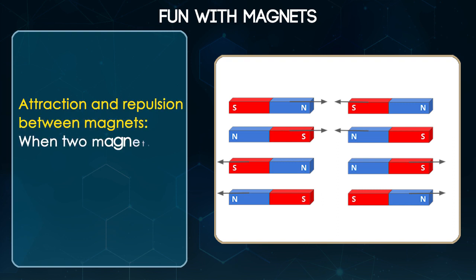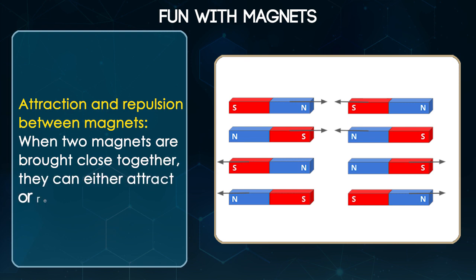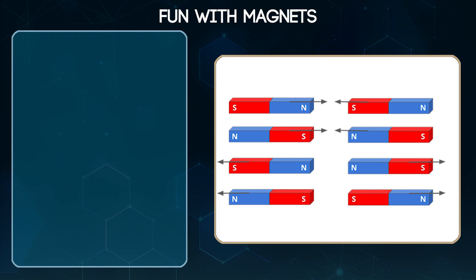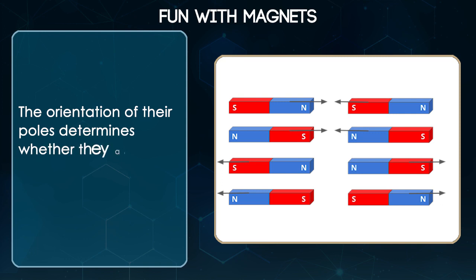Attraction and repulsion between magnets. When two magnets are brought close together, they can either attract or repel each other. The orientation of their poles determines whether they attract or repel.